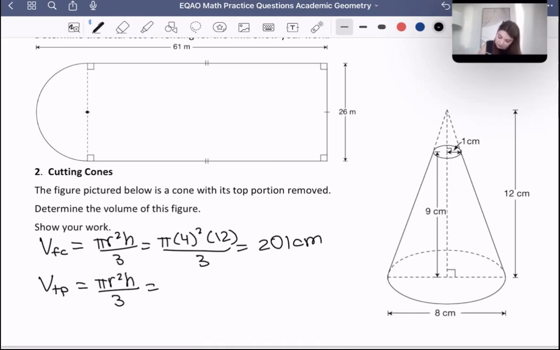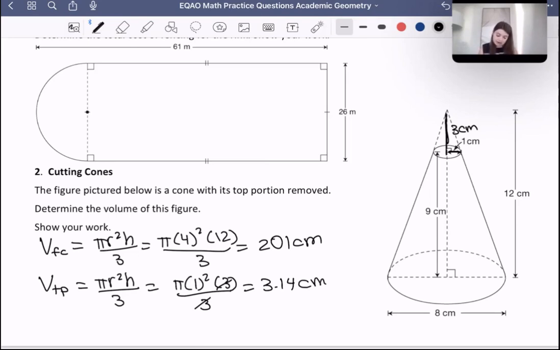But this time we're going to use this radius, which is 1. And we're going to use this height, what's this height? Well, if the height from here to here is 9, and the full height is 12, that means this height must be 3 centimeters. So we'll use 3 centimeters here over 3. So the answer here is actually just going to be pi, right? These 3's cancel out. 1 squared is just 1, so the answer is going to be 3.14159, etc. centimeters. I'm just going to stop at 3.14 though, just to be approximate there.